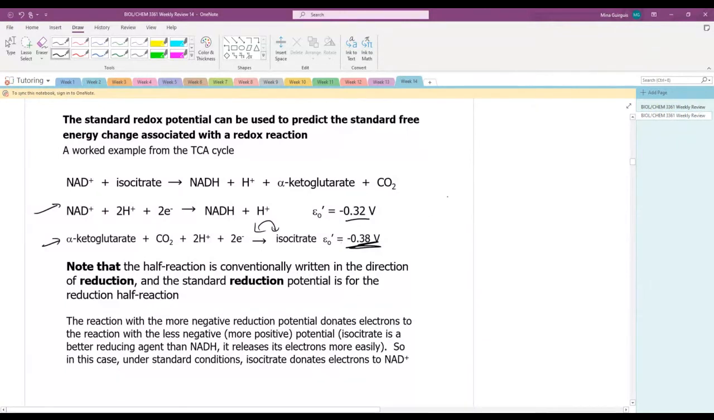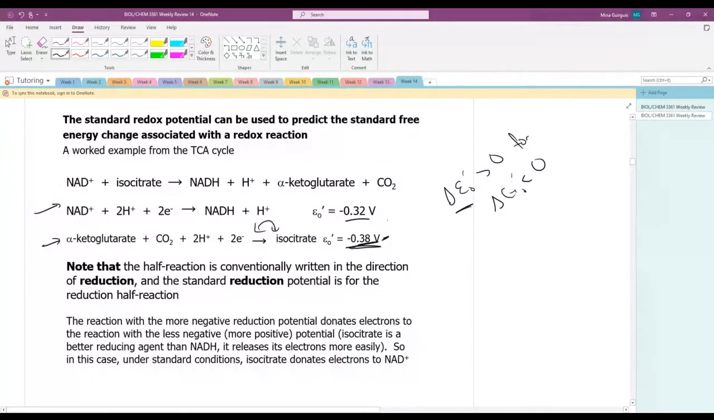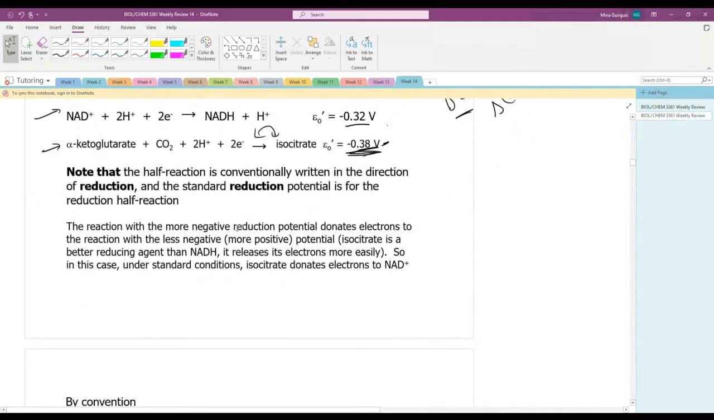So in other words, we need delta epsilon naught prime to be greater than 0 for delta G naught prime to be less than 0. So if we want it to be spontaneous, we need this number to be positive. The only way to do that is if we flip this one and then add them together. Or in other words, make this the donor. Or I'm sorry, make this the acceptor. So, as it says here, the one with the more negative potential donates electrons to the less negative or the more positive. So isocitrate is a better reducing agent than NADH and releases the electrons more easily.